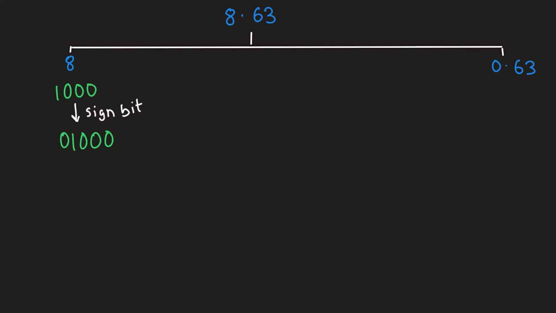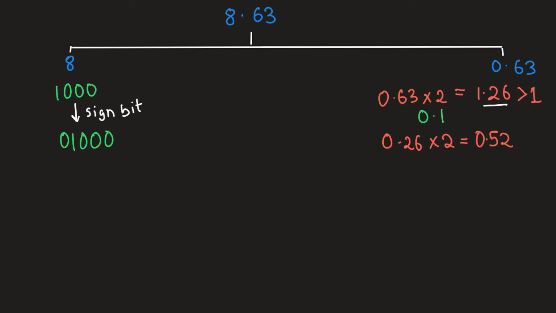Now let's start working with 0.63. First let's multiply 0.63 by 2. We get 1.26, which is larger than 1. So we will write down 0.1. If our multiplied number by 2 ends up being more than 1, we put it down as 0.1. But if it ends up being less than 1, we put it down as 0.0. Now let's take 0.26 from 1.26 and multiply it by 2. This gives us 0.52, which is less than 1. So we go forward and add a 0 to 0.1 and we get 0.10.